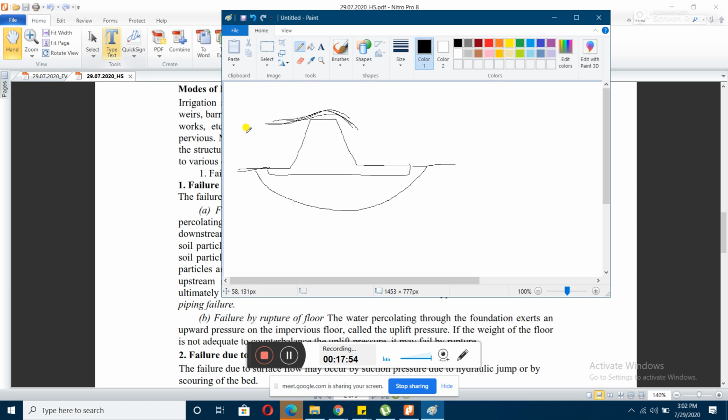Why does this happen? Because there is a difference of height. On the upstream side the water level is like this, and on the downstream side the water level is like this. Due to this difference in head, there is a percolation of water. This is known as seepage, that is flow of water below the ground surface due to differential head. So there is seepage occurring, and this is known as your subsurface flow.